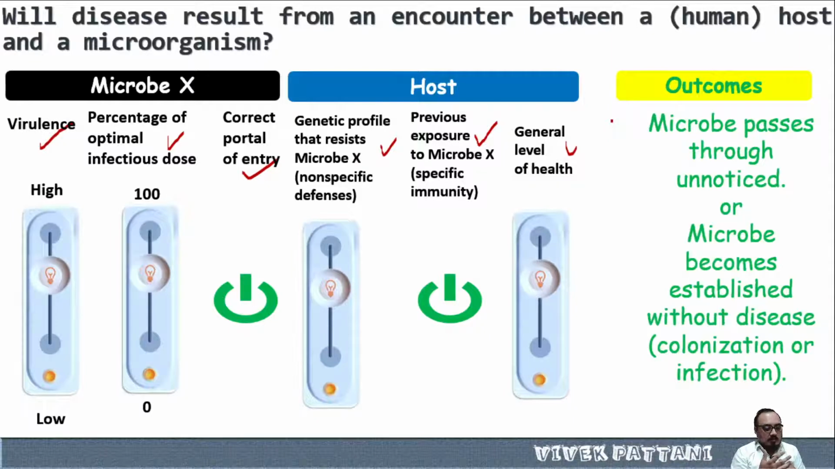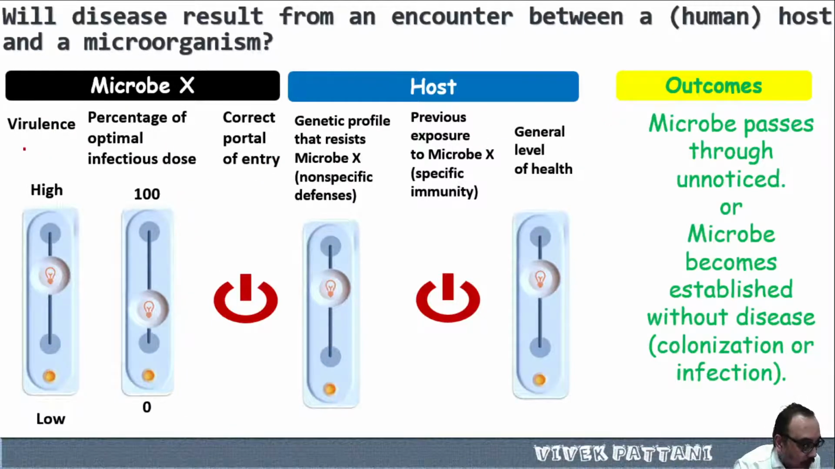produce any signs or symptoms, or it will not be able to colonize the host. Now comes the next scenario. Virulence, optimal dose, portal of entry, genetic profile, previous exposure to microbe X, and the general health level. In this case, virulence is again high. Optimal dose is at a very low level, the percentage is very low.